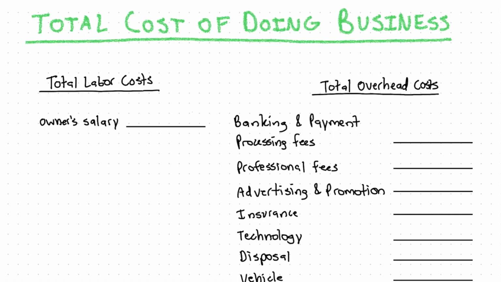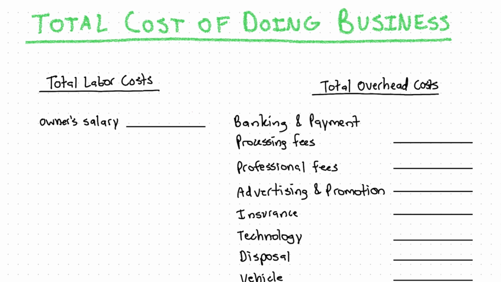All right, so the first step in calculating our break-even labor rate is to calculate our total annual cost of doing business. And that's broken up into two components. We have our total labor costs and we have our total overhead costs. Now, obviously, if you're a self-employed handyman, you're just going to have your own salary as an expense.